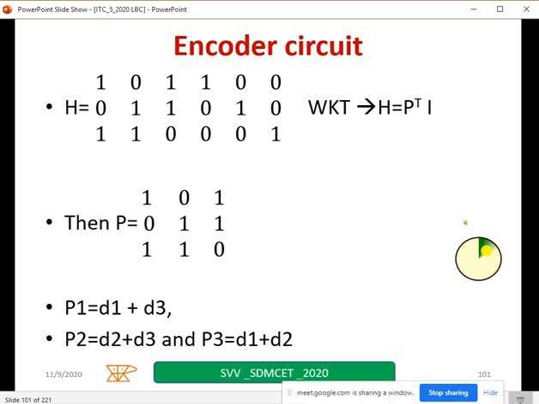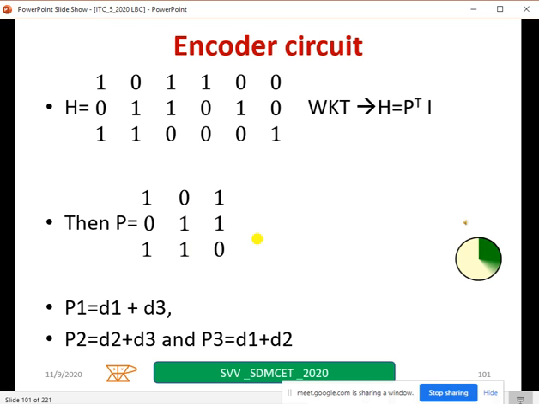The parity bit P1 is equal to D1 plus D3. And P2 is given by D2 plus D3. P3 is given by D1 plus D2. See each column and understand these equations. Write down these equations, and the procedure will remain the same for all the examples. So please note down and understand.